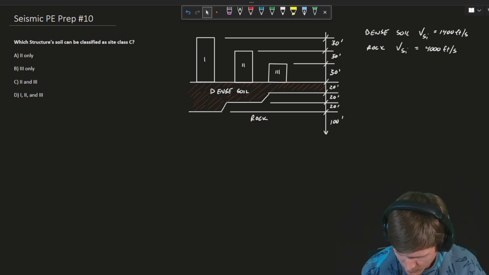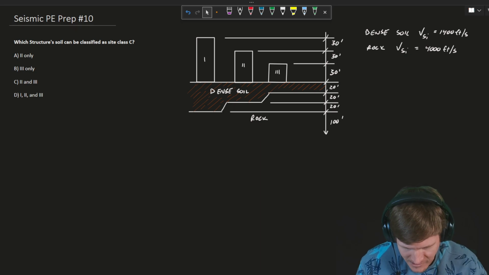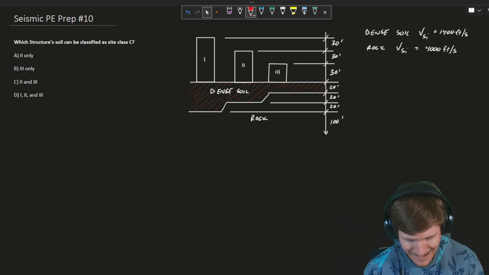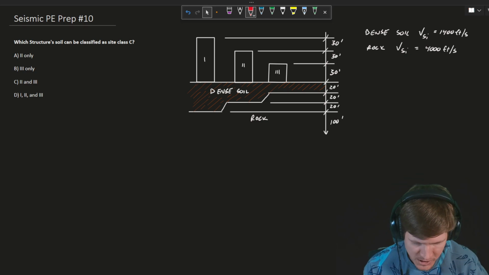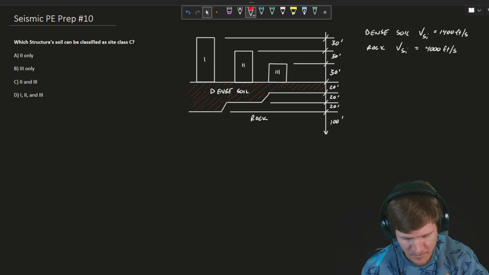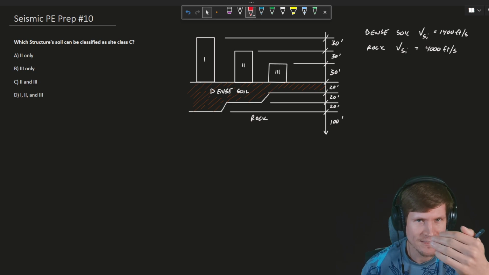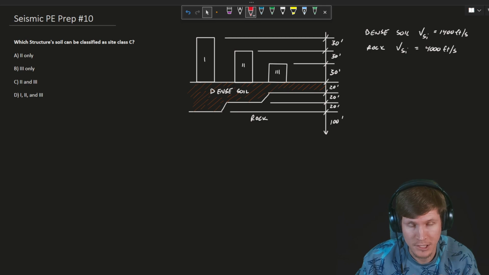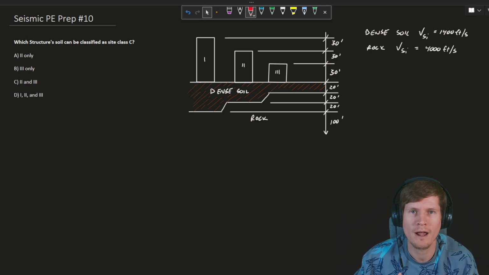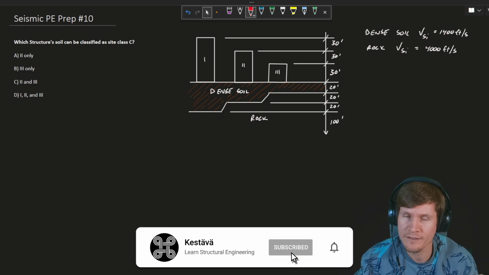But today, we want to know which structured soil can be classified as site class C. You have a couple of options down there, and you have your beautiful figure that you see above. We have three building structures, 1, 2, and 3. One being the tallest, as you see, and they taper down as you move over to structure 3. But today we're looking at the substructure, particularly the soil properties, in order to classify our site so that we can continue forward with our seismic design of each one of these three structures.